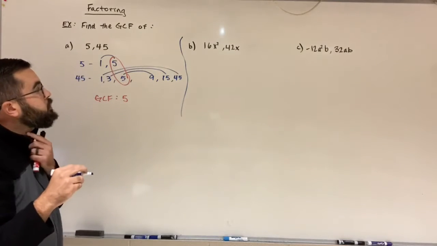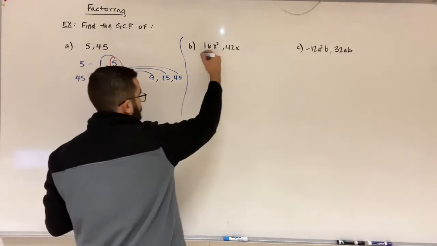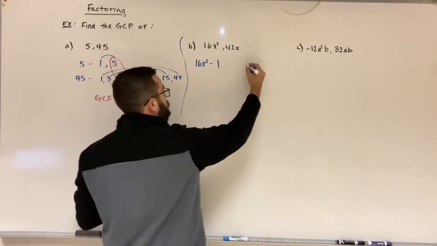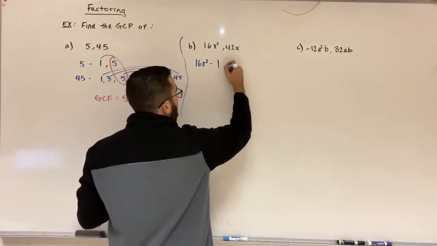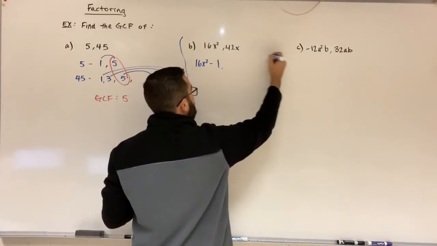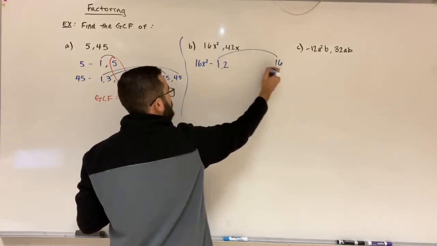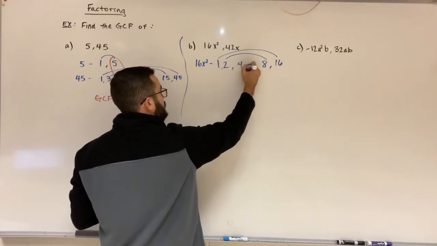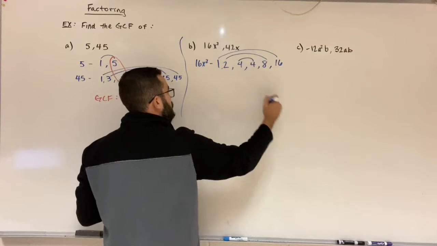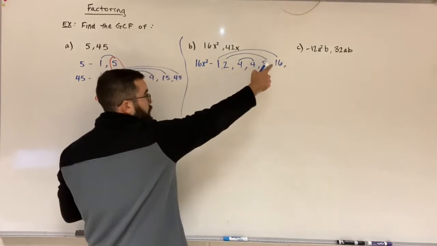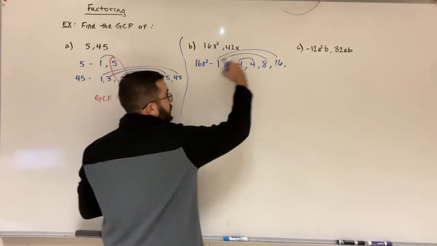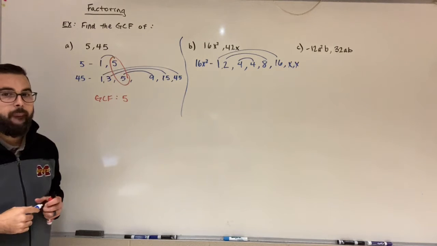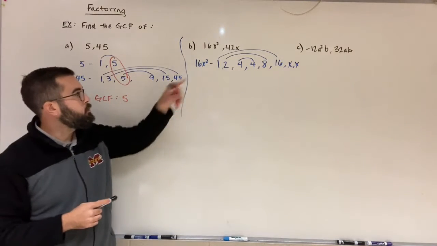We have 16x squared and 42x. All right, so I'll start with 16x squared. I'll factor that out. So we have a factor of 1 and 16, 2 and 8, 3 doesn't go into 16, 4 goes into 16 4 times. And that's the complete factorization. And then we have x and x for the factoring of x squared.